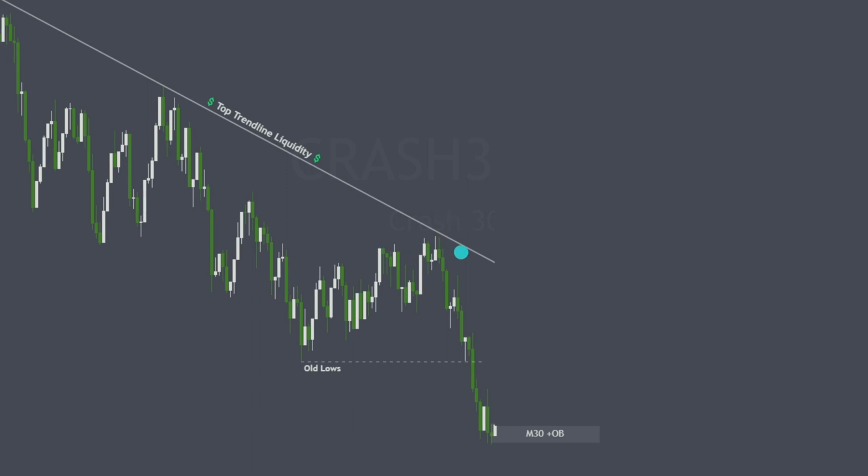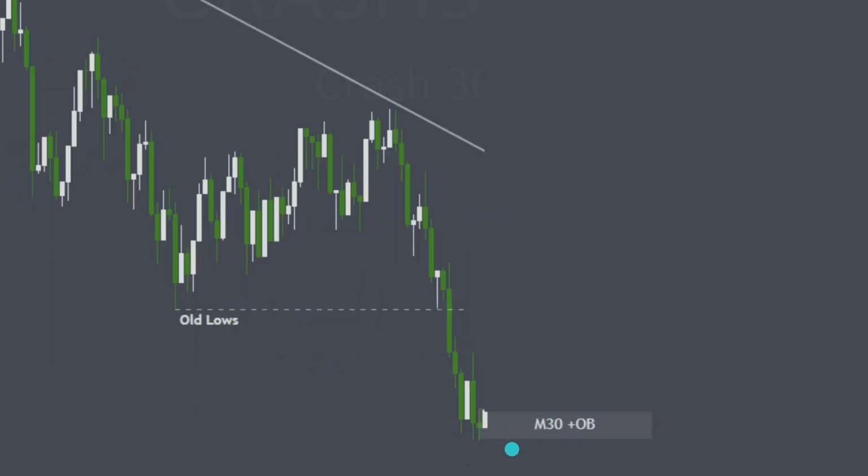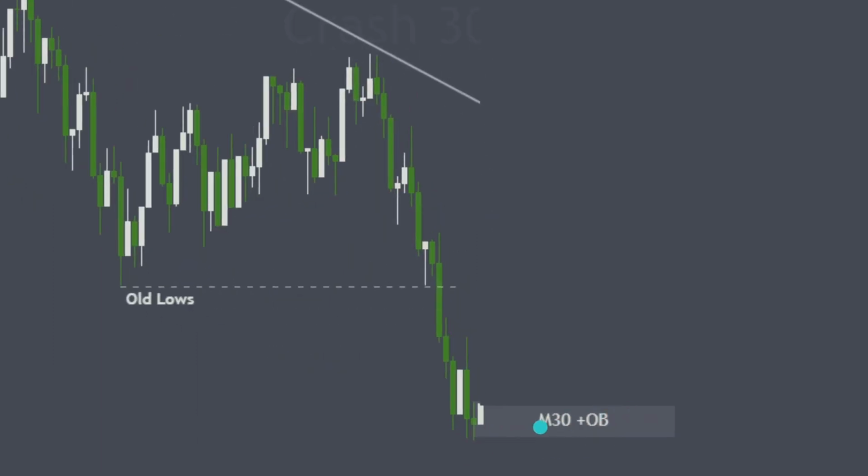And when they went to the upside, they found resistance on some level, and then they dropped to the downside. When they dropped to the downside, they found support on some level. And when they found support on that level, they formed a bullish order block. This is the 30 minutes bullish order block.